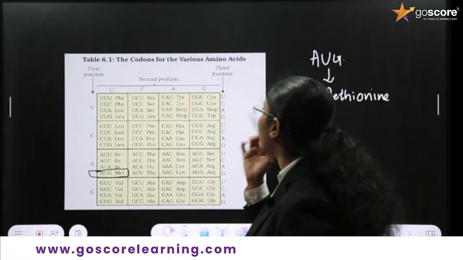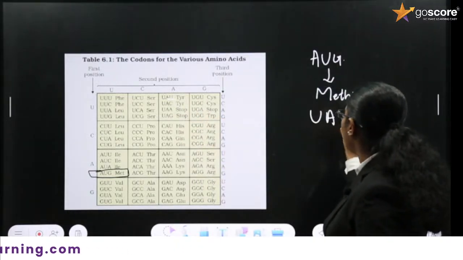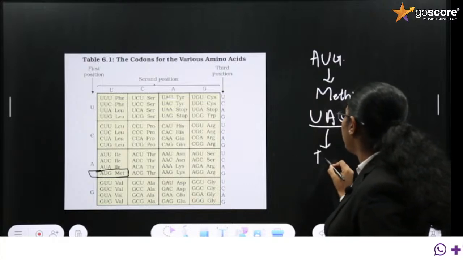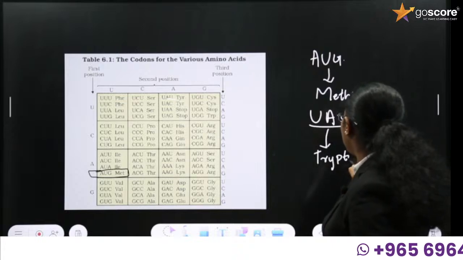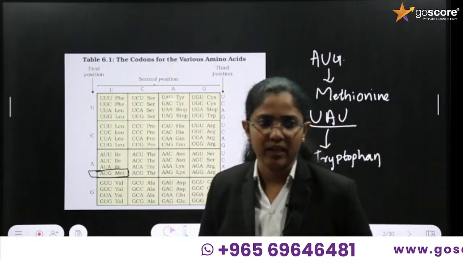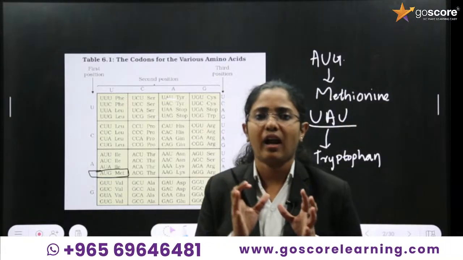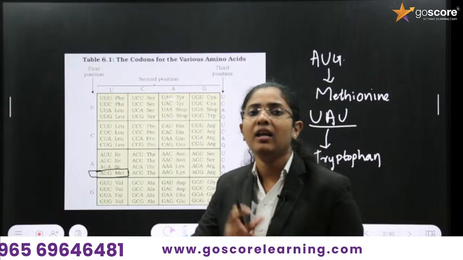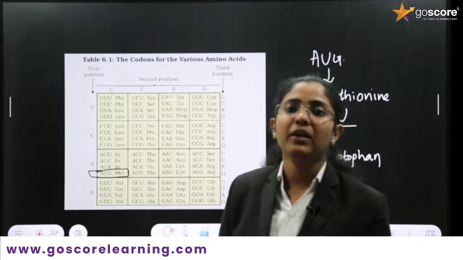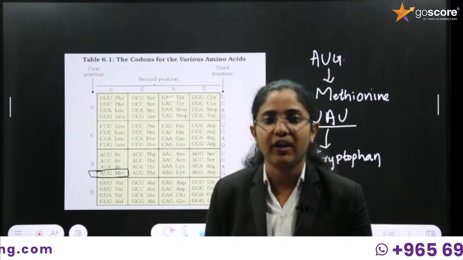So next, if you are taking an example, you can take UAU. UAU can code for an amino acid known as tryptophan. Okay, so you understand, right? Simple it is. Triplets are acting as codons, and these codons can code for amino acids. One particular codon can code for one particular amino acid. One amino acid can be coded by many different codons.